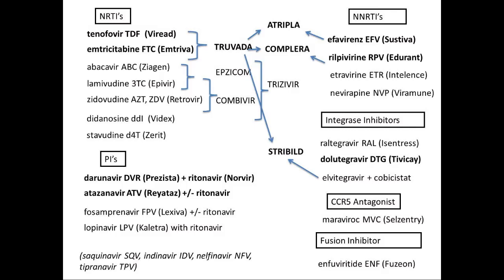It's all a vir, usually at the end. Raltegravir, dolutegravir, and elvitegravir. As you know, elvitegravir is only available in the combination, brand name Stribild.